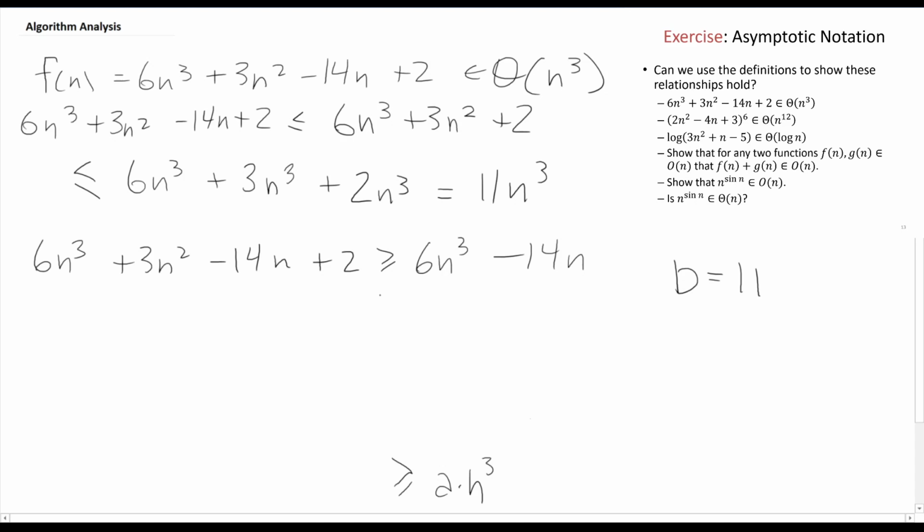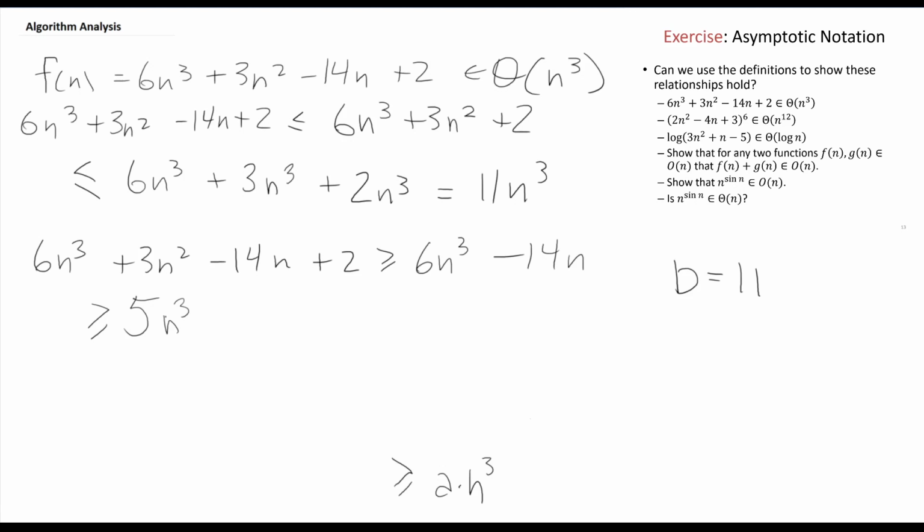So maybe it's a good point to guess. I'm going to say I think this is probably greater than or equal to 5n cubed. Now why is that? Well, 6n cubed minus off something that is probably, as n gets large, pretty insignificant. The minus 14n is going to be pretty small, and at some point it's probably going to be less than 1n cubed.